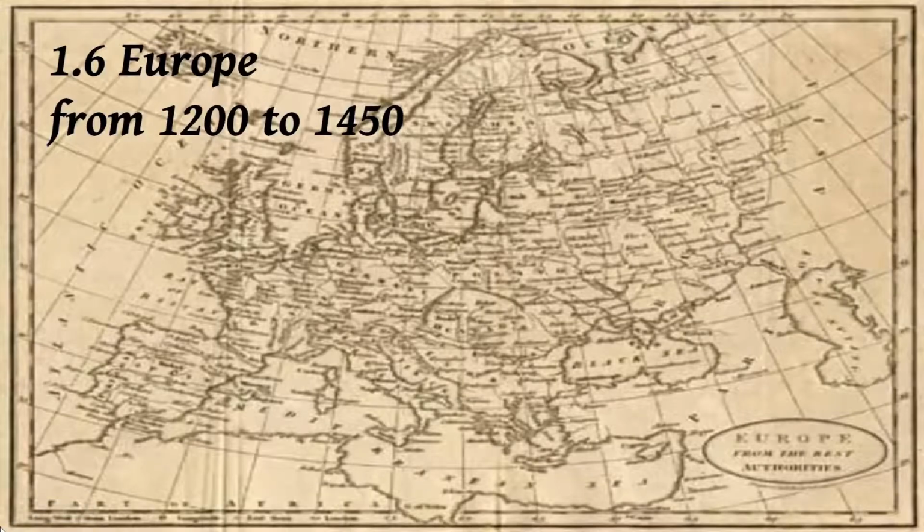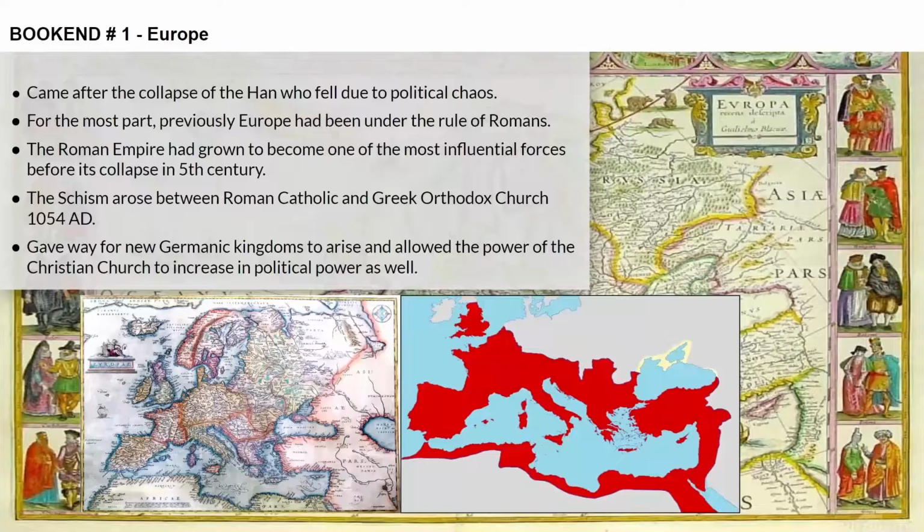Introducing Unit 1.6, Europe from 1200 to 1450. Starting us off for Europe: Europe came after the collapse of the Han, who fell due to political chaos. For the most part, previously, Europe had been under the rule of the Romans. The Roman Empire had grown to become one of the most influential forces before its collapse in the 5th century.